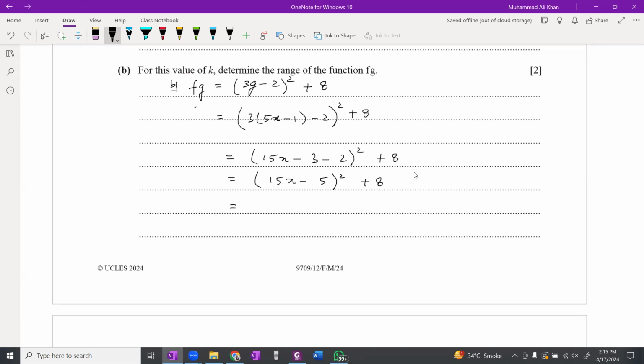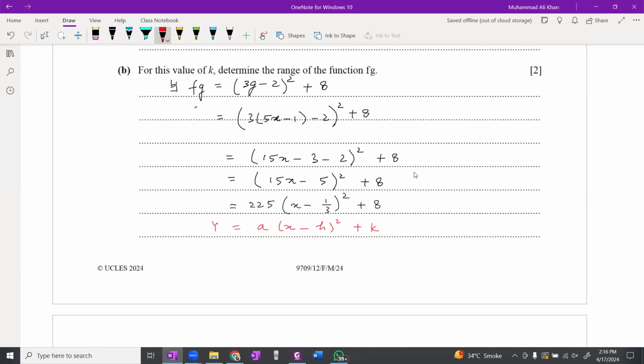What is 15 squared? Because if we take common from the whole square, we have to write it as a square. So 15 squared is 225. In the bracket, it will be (x minus 5 upon 15, which is 1 upon 3) whole squared plus 8. So now, if we compare it again with y equals a(x minus h) whole squared plus k.